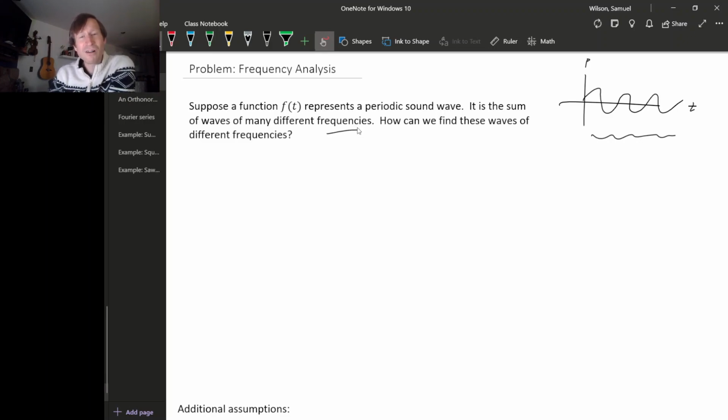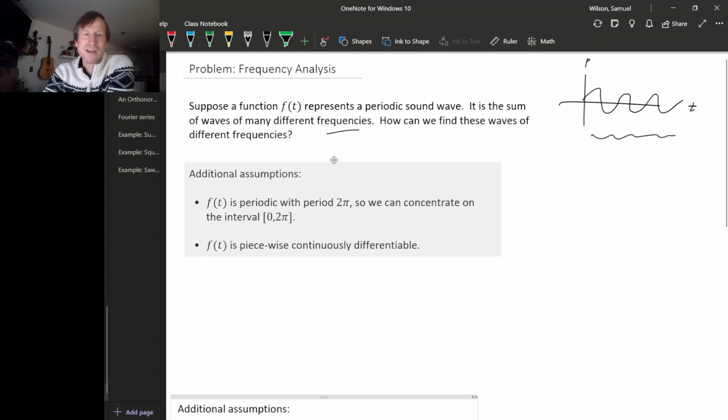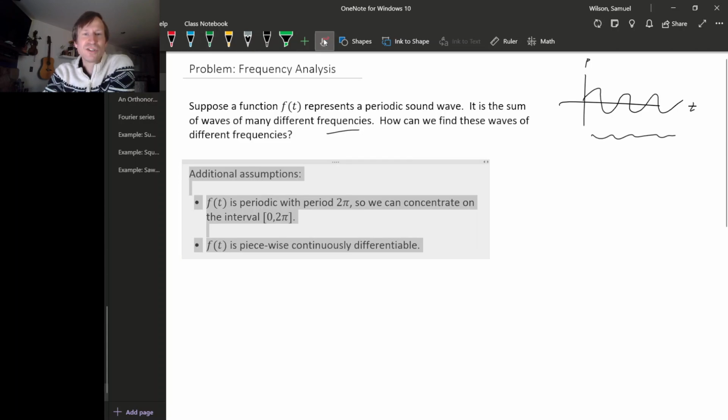Well, it turns out that all of this is possible, but we do need to make some additional assumptions about the situation that we're in. So here are the additional assumptions that we're going to make. First is that our function is periodic with period 2 pi.